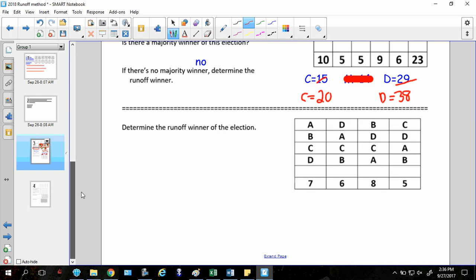Here we go, our next one. Determine the runoff winner of the election. Apparently we don't have a majority winner, so we're going to have to do a runoff. If you need to pause the video so you can do it, feel free to do it right now.